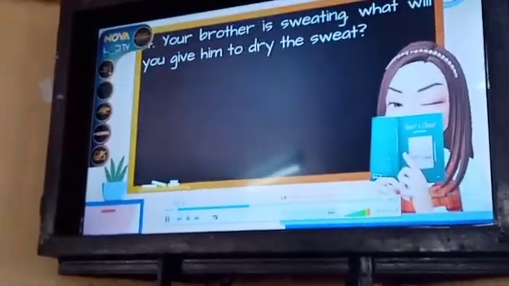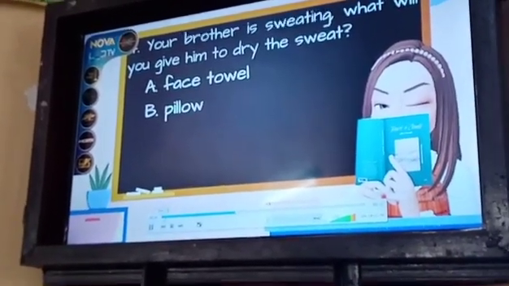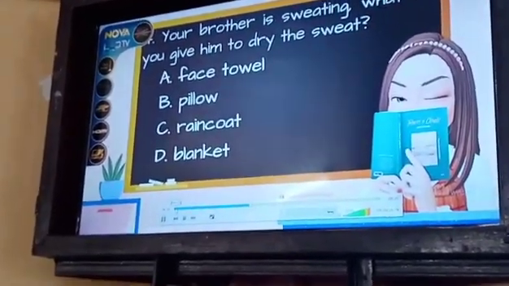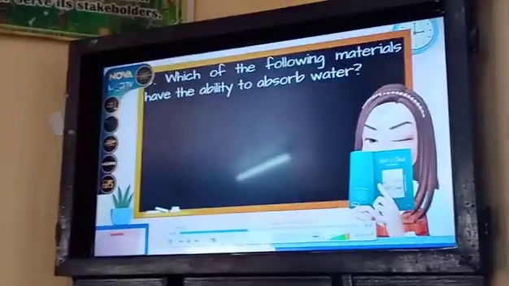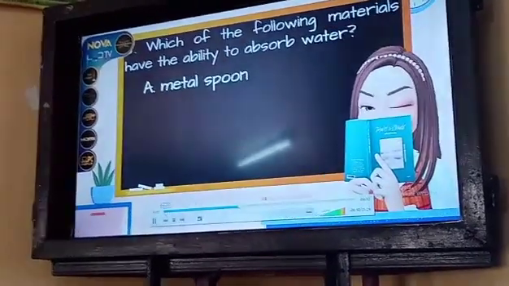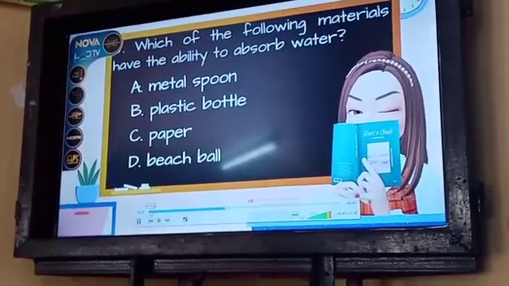Number 4. Your brother is sweating. What will you give him to dry the sweat? A. Face towel. B. Pillow. C. Raincoat. D. Blanket. Number 5. Which of the following materials have the ability to absorb water? A. Metal spoon. B. Plastic bottle. C. Paper. D. Beach ball.